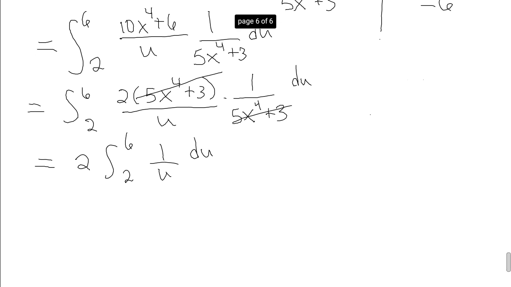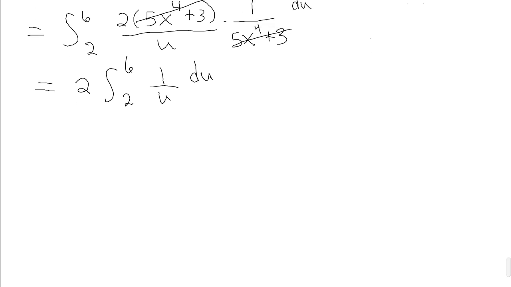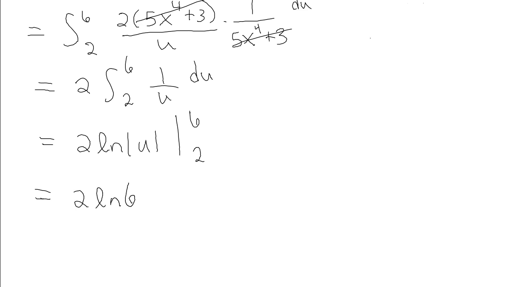And we know which function has derivative 1 over u. It's our ln function. So our antiderivative of this becomes 2 times ln of the absolute value of u, and we want it to be evaluated between 2 and 6. So plugging in our top bound first, we get 2 ln of 6. I'm going to drop the absolute value sign here because we don't actually need it. 2 and 6 are both positive. And it's minus 2 ln of 2.